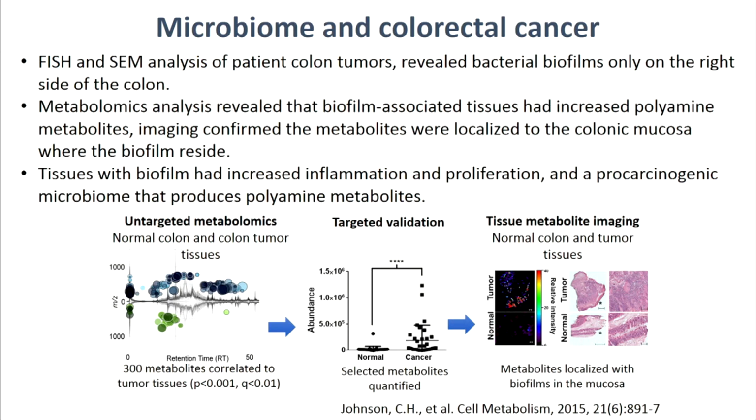So FISH and SEM analysis in colon tumors revealed that there are bacterial biofilms that are accumulated only in the right side of the colon. The metabolomics has revealed, as you can see, that the biofilm-associated tissue had increased polyamine metabolites. Imaging confirmed that the metabolites were localized to the colonic mucosa where the biofilm resides. So this is, again, a combination of all this analysis and how you can really get really meaningful data. And now she's going further on these studies.